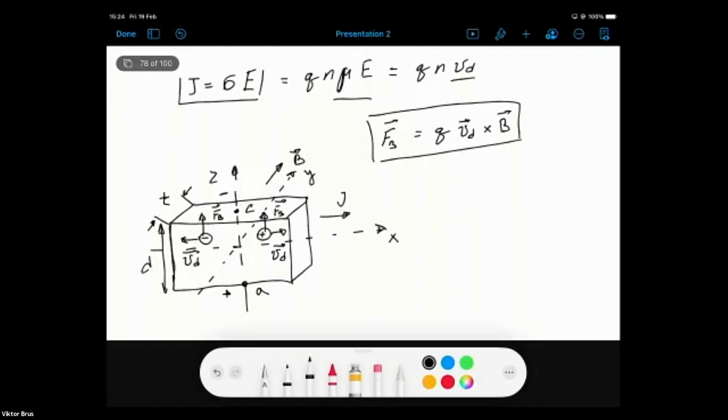And of course, that will create a certain potential difference between this point C and point A. And this potential difference will be in the direction perpendicular to both the direction of electric current along axis Z, along axis X, and also perpendicular to the magnetic field vector, which is aligned along axis Y. So this is actually the phenomenon called the Hall effect.